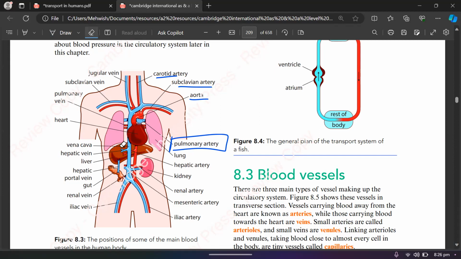Renal artery and the renal vein are supplying blood to the kidneys. Hepatic artery and hepatic vein, they are related to the liver. Iliac artery is related to the legs, right? Mesenteric is related to the digestive system.